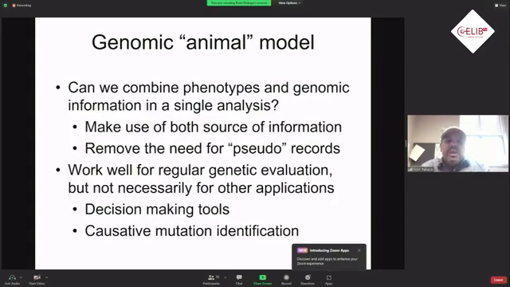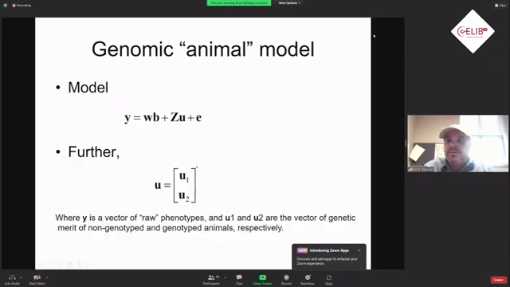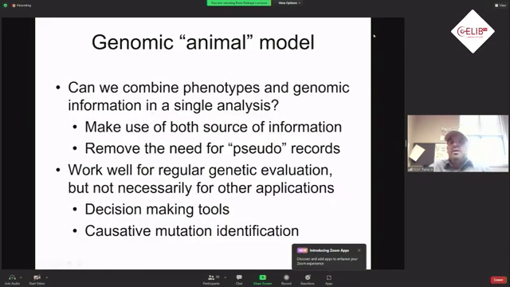So the idea, and this was the work of colleagues of mine, is to try to combine genotyped and non-genotyped individuals together using the phenotypes and the genomic information at the same time. So basically trying to bring everything together. You bring the pedigree, you bring the genotypes, you bring the phenotypes and the non-phenotyped and non-genotyped animals.